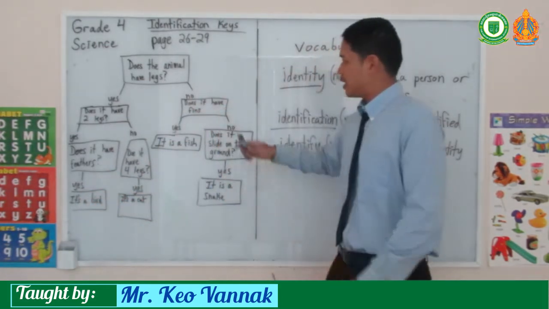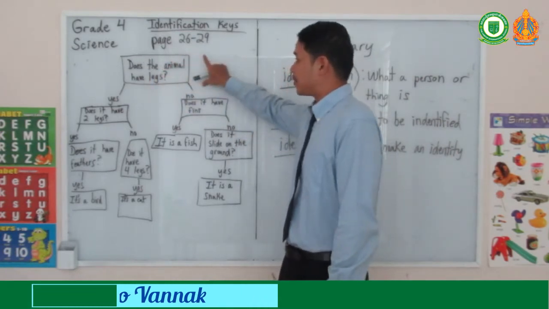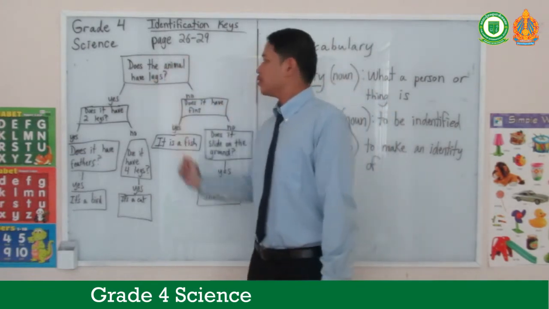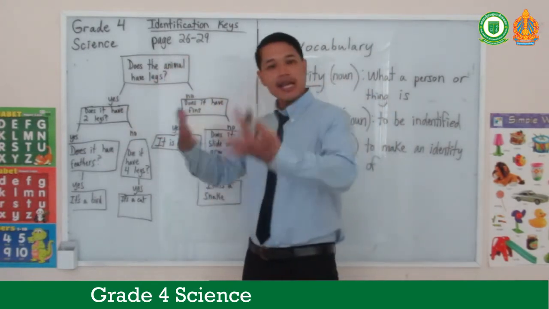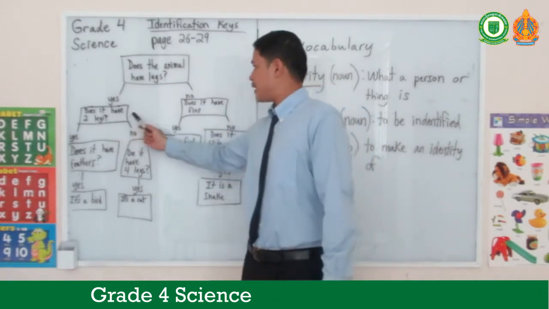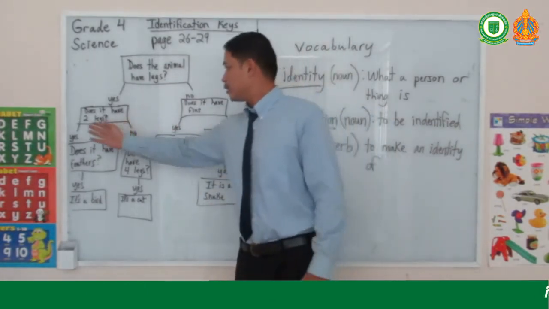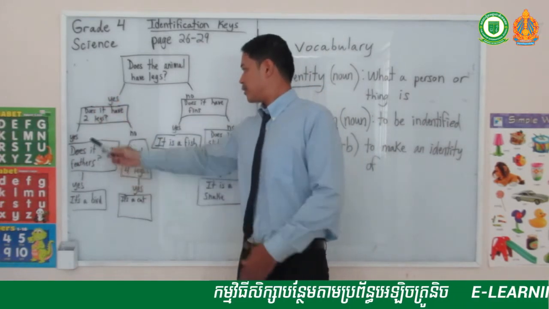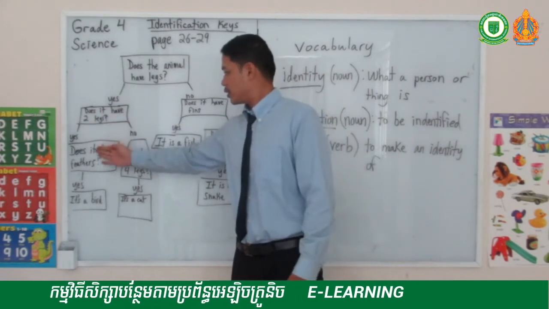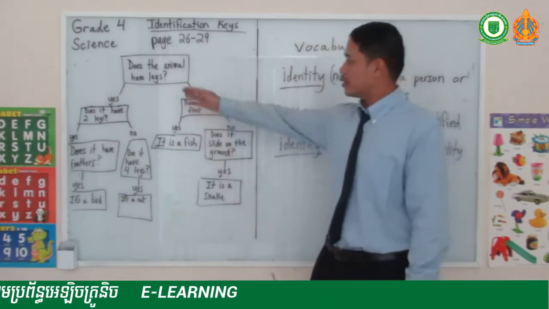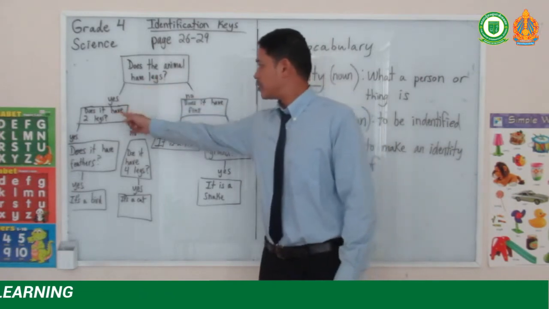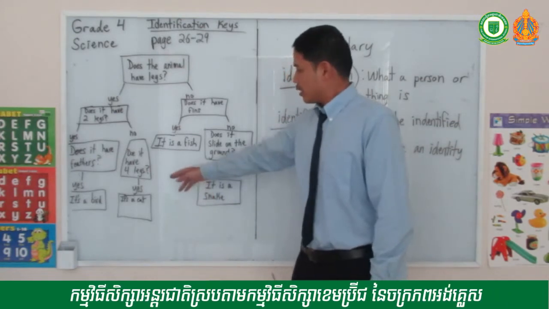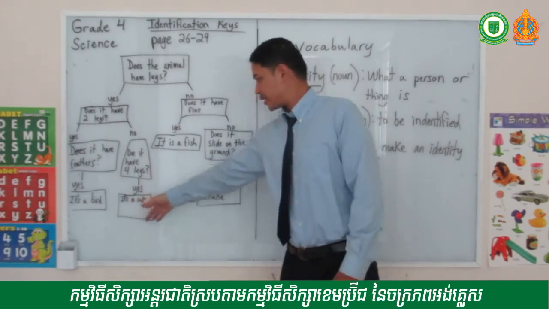As you can see, for example, we start off with the first question: does the animal have legs? Yes, so we can add another question. Does it have two legs? Again, yes or no. We go down to yes. Does it have feathers? Yes, it's a bird. Or now we can go down to no. Does it have two legs? No. Then we ask another question: does it have four legs? Yes, it's a cat.